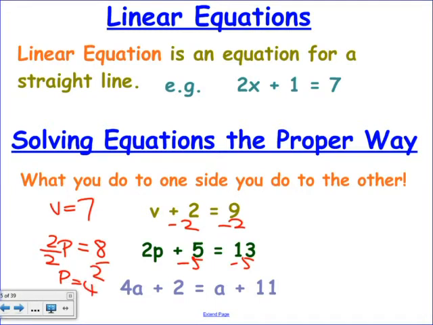Okay. The hardest equation that they'll give you to solve has a variable on both sides. Okay. So 4a plus 2 equals a plus 11. What's step 1 to solve that? Amber.